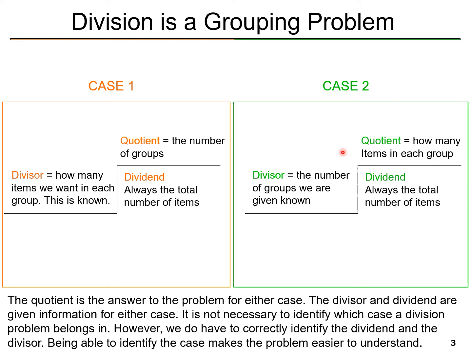And in case two, it's the opposite. The divisor is the number of groups that we have, which is known, and you have to determine the quotient, which is how many items in each group. So notice that the information is reversed. Over here, we have the divisor as how many items in each group, and over here, we determine the answer, which is how many items are going to be in each group.